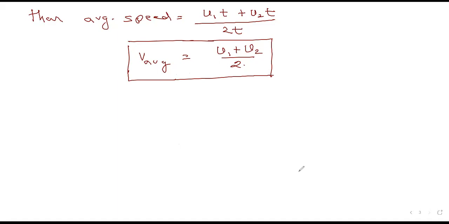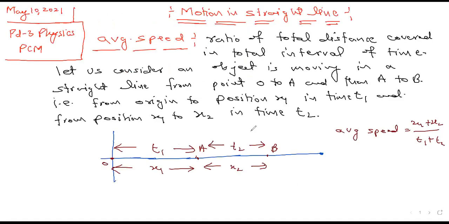Sir, please explain this again. Okay. Listen. What I said, check. I said that an object is in motion and moving along a straight line. For the two different journeys of distances x1 and x2, it is consuming the times t1 and t2.